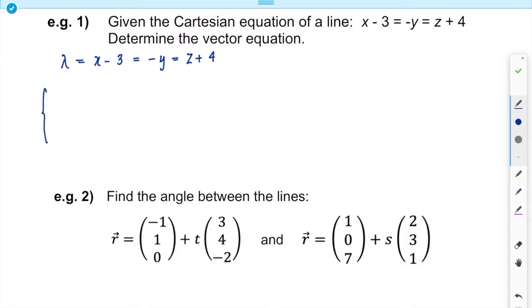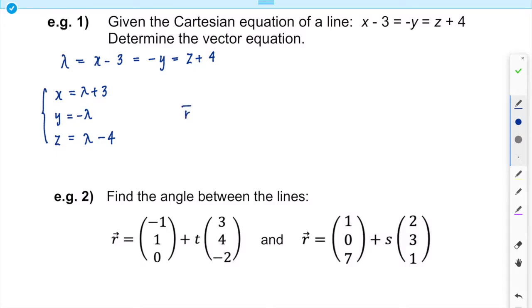Let's say lambda equals x minus 3. Isolate x, I have lambda plus 3. And then looking at lambda equals negative y, y is equal to negative lambda. Lambda equals z plus 4 implies that z must equal lambda minus 4. So this is in parametric form.